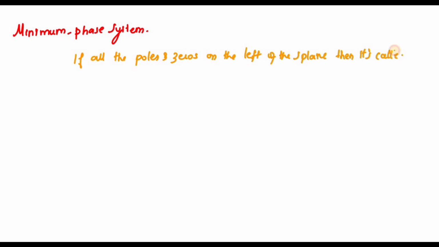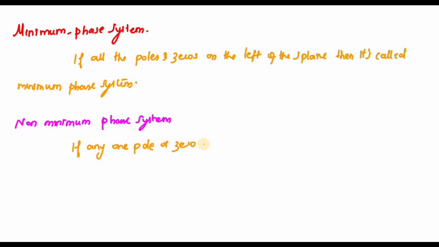Next is the minimum phase system. If all the poles and zeros are present on the left half of the S plane, then it is called a minimum phase system. If any one of the poles or zeros is on the right half of the S plane, then it is called a non-minimum phase system.